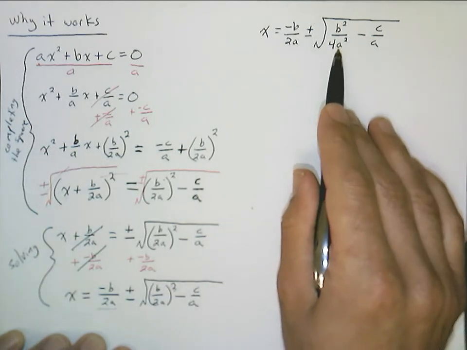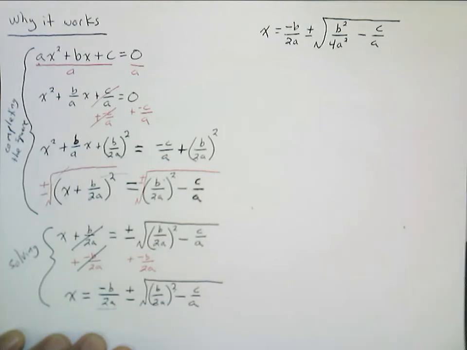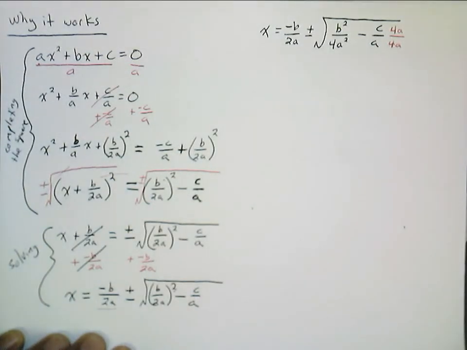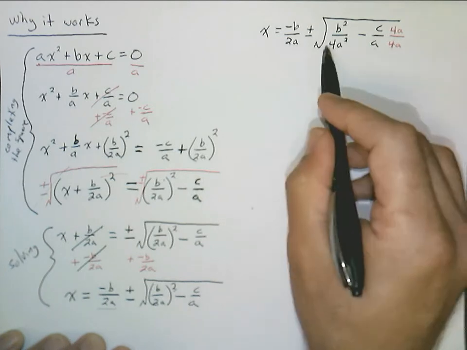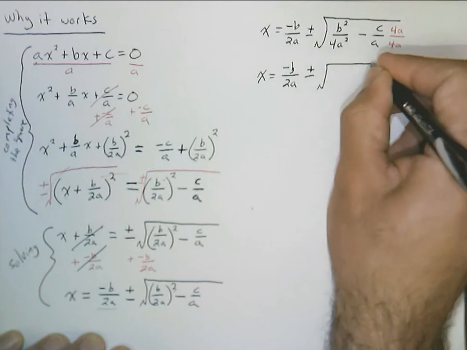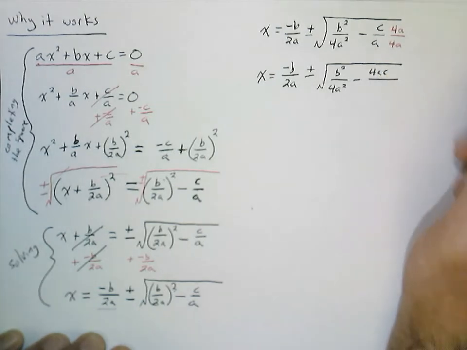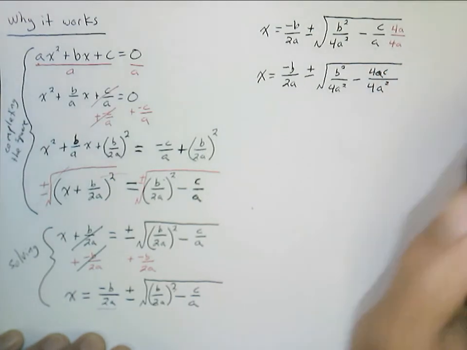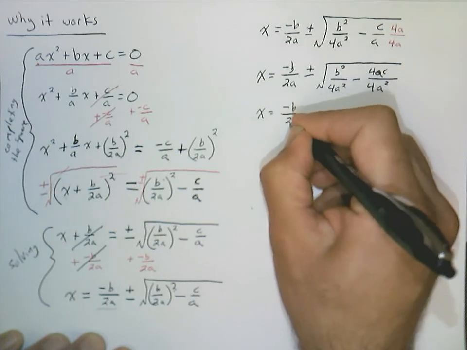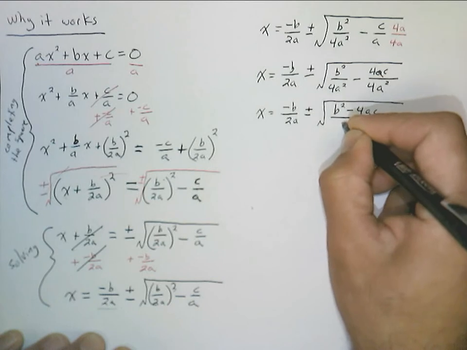Next thing, we can do this subtraction as long as we have a common denominator here. So in order to get a common denominator, I'm just going to multiply the c over a by 1, but I'm going to write it as 4a over 4a. Because, of course, a times 4a would be 4a squared, same thing as what we have in that denominator. So now x is equal to negative b over 2a plus or minus the square root of b squared over 4a squared minus 4 times a times c all over 4a squared. Now we've got a common denominator, so we can do this subtraction here. X is equal to negative b over 2a plus or minus the square root of b squared minus 4ac all over 4a squared.